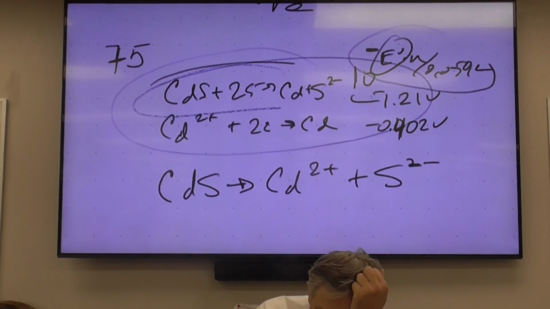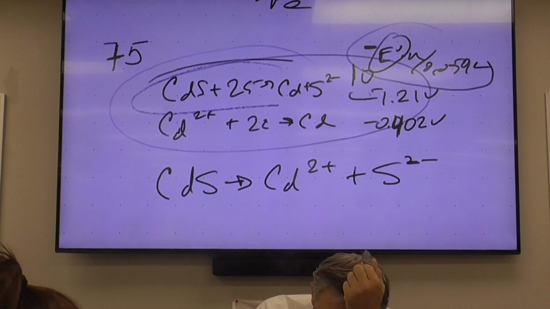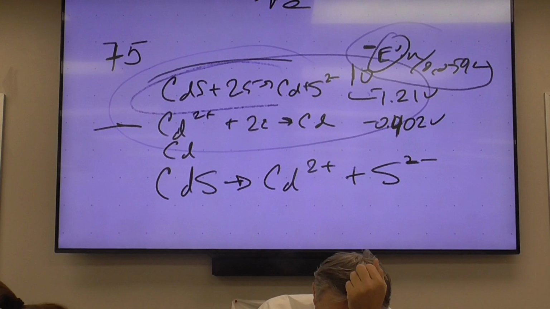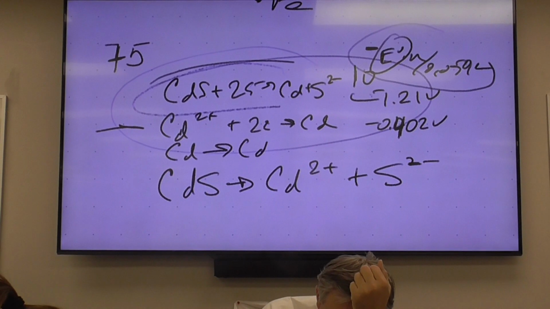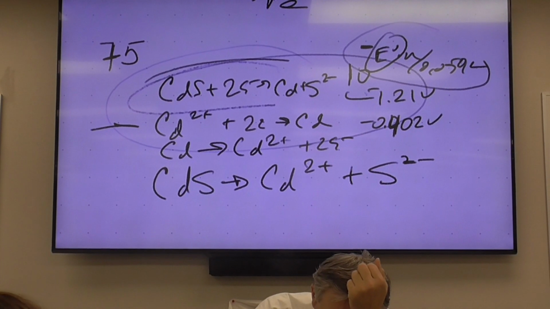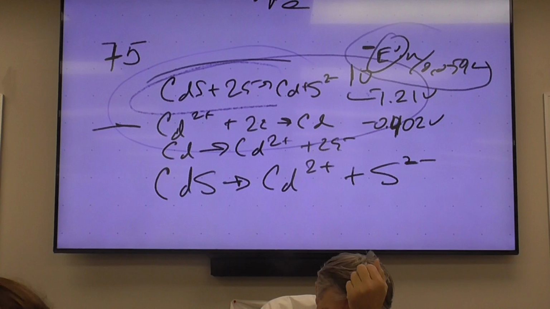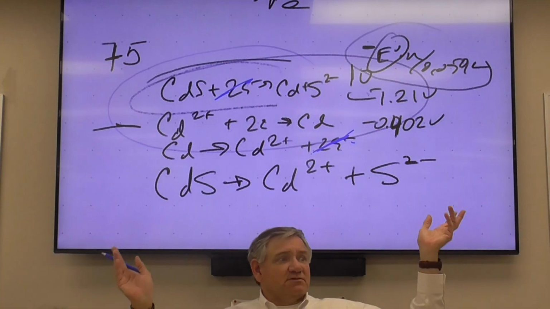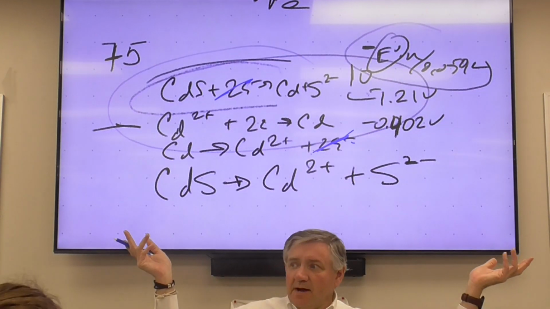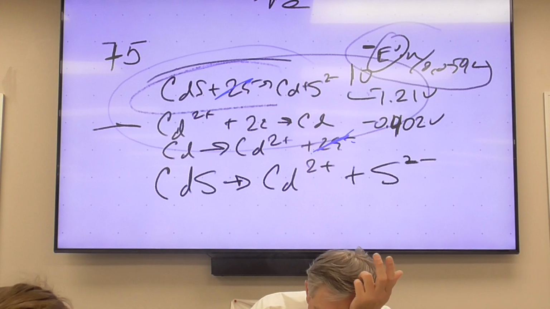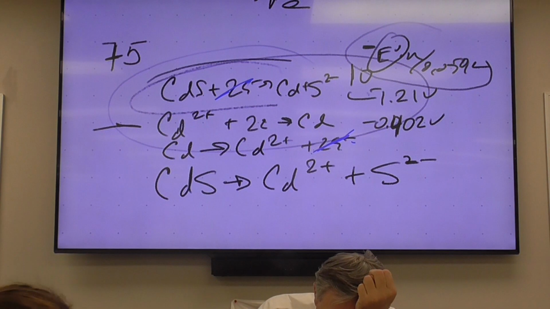But here's the beauty of this: when you flip this bottom one, and that becomes cadmium turning into Cd2+ plus 2 electrons, there's a couple of magical things, really not magical. Number one, you're going to cancel out your electrons. Those go away. That's kind of what you want to have happen. And conveniently, they're both 2. Cool. Then those are going to go away.